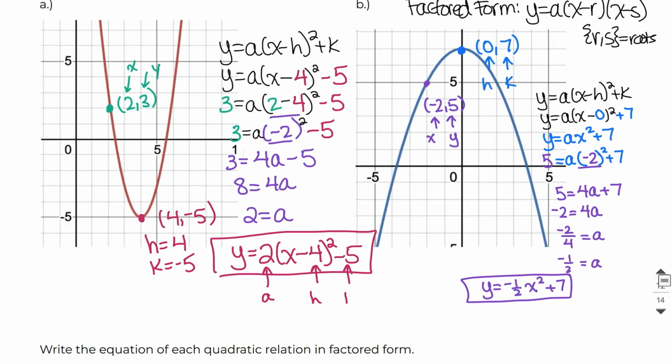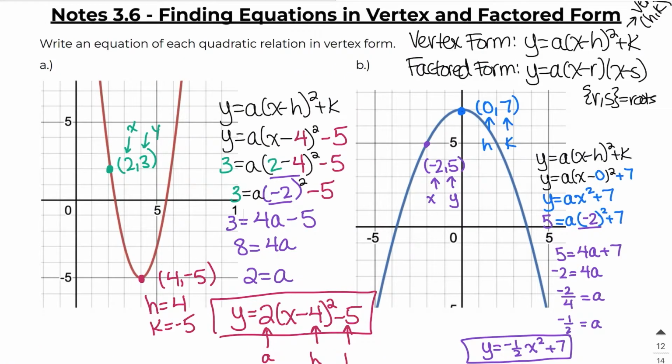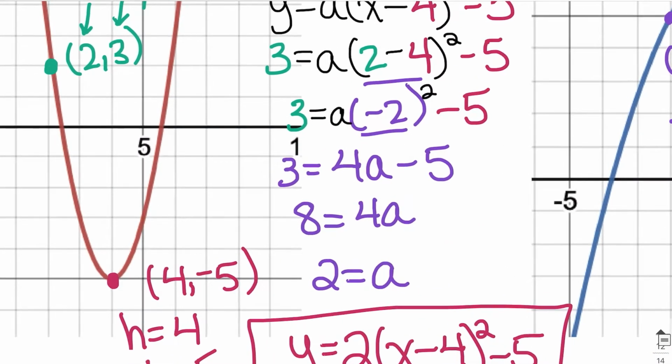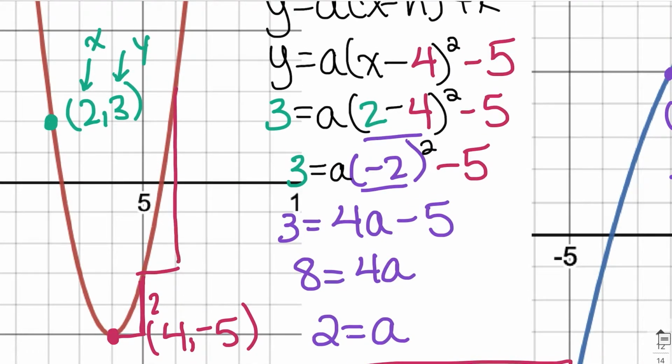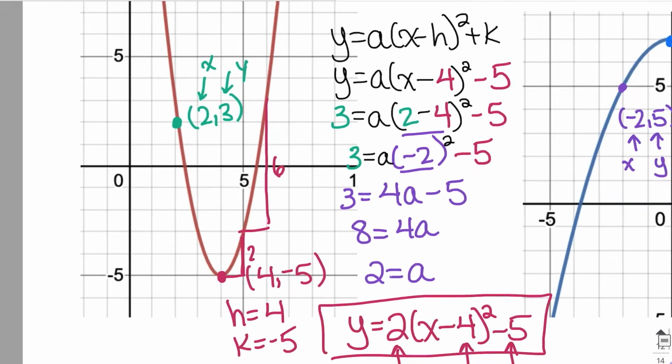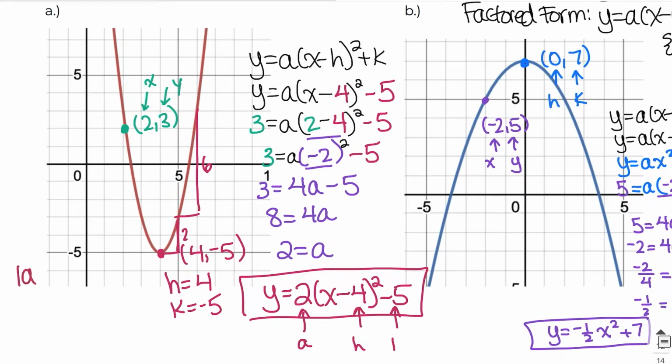Really quick note, in the previous example we could have also figured out that the a value was 2 by looking at the step pattern, because right here I go over 1 and up 2. I would go over 1 and up 6 right here. And if you remember, the step pattern is 1a, 3a. So we know that 1a is 2 and 3a is 6. So this means that a has to be 2.